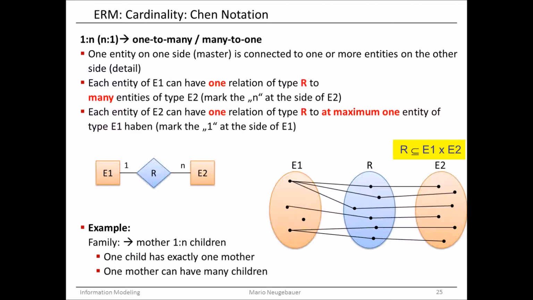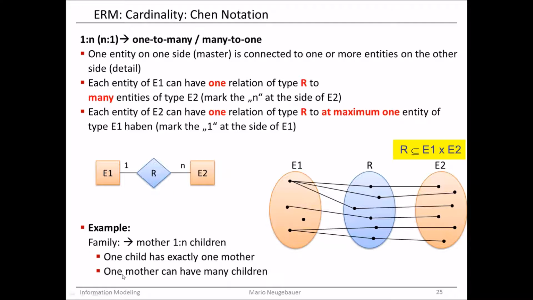You could imagine here that E1 is the entity set for the mothers, and E2 is the entity set for the children. And as it is written here, one child has exactly one mother. That's a direction from right to left. One child has exactly one mother. There are no other connections to other mothers, usually. So one child only has one mother.